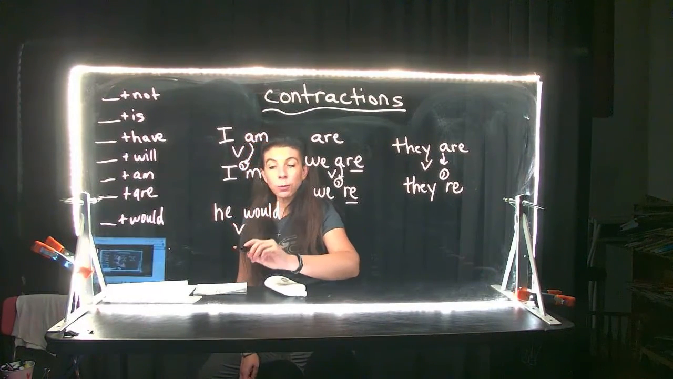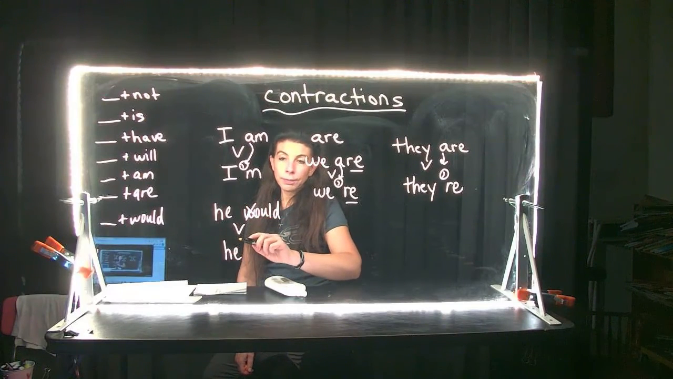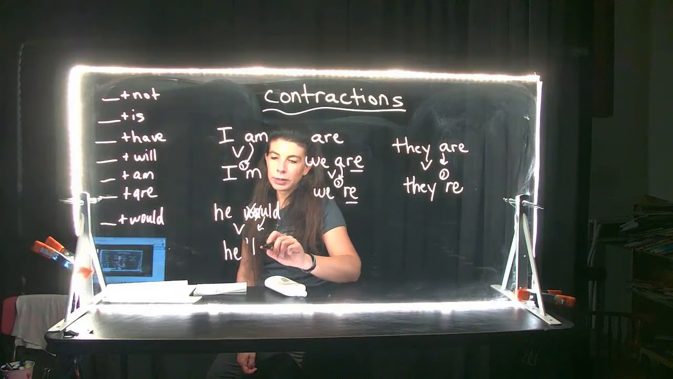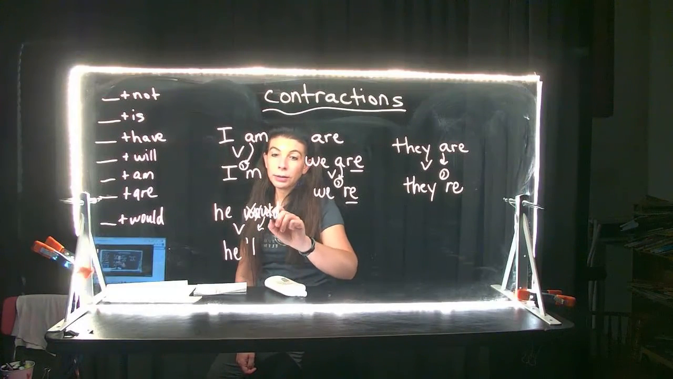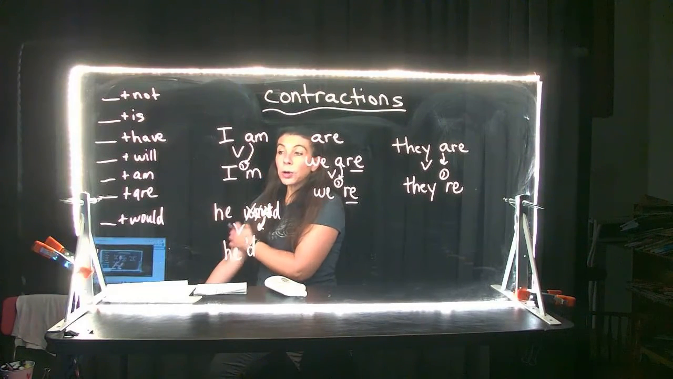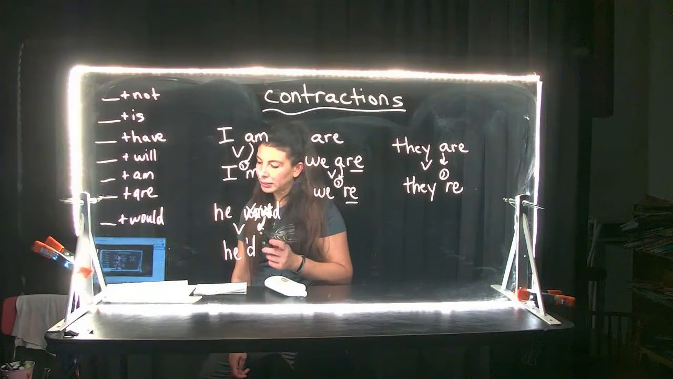If you want to say he would, now in this case, you drop the W, drop the O, the U becomes the apostrophe, drop the L. The L becomes the apostrophe, he'd. So when you do would, you drop every letter except the D.